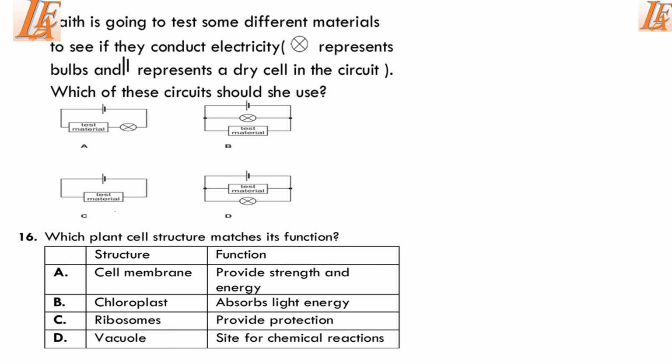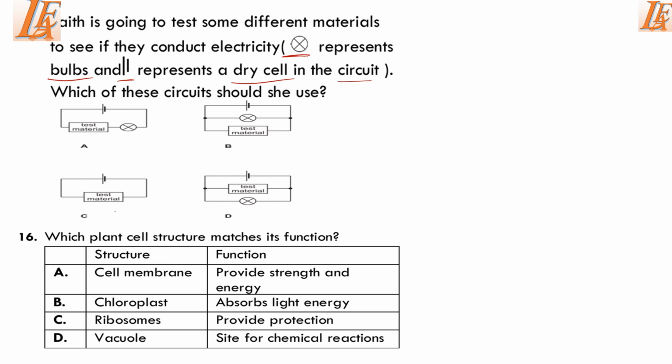Question 15. Faith is going to test some different materials to see if they conduct electricity. In this case, this cross with a circle represents a bulb, while these two lines, one long, one short, represent a dry cell in the circuit. Now the question is, which of these circuits should she use to test if a material is a conductor or not?